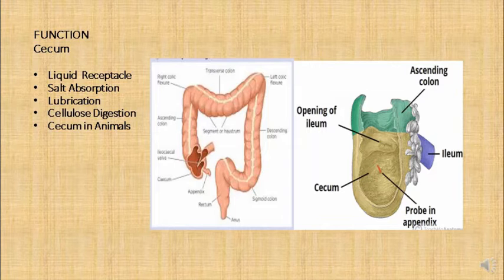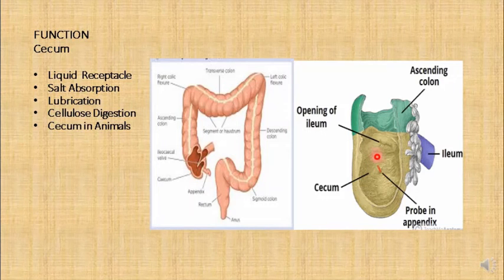The cecum is a pouch for liquid. It is a space actually. It is a pouch, a space for liquid to empty from the small intestine. This is the small intestine and this is the ileum, the last part of the small intestine which is connected to the large intestine.